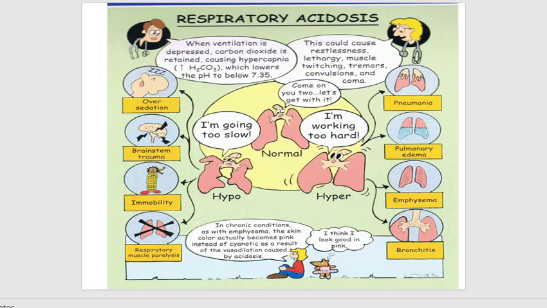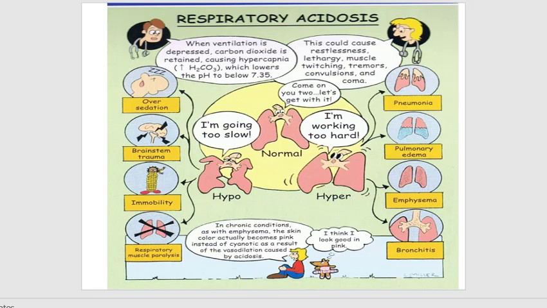Over-sedation. If you're sedated too much, you're not going to breathe deep enough or fast enough to get rid of that CO2. Brainstem trauma. We know that breathing is controlled in the brainstem. If the brainstem's messed up, the breathing's going to be messed up. If your breathing's messed up, you're probably going to retain CO2. Immobility, you're not breathing as deep as you should. Respiratory muscle paralysis, again, not breathing deep enough or fast enough.